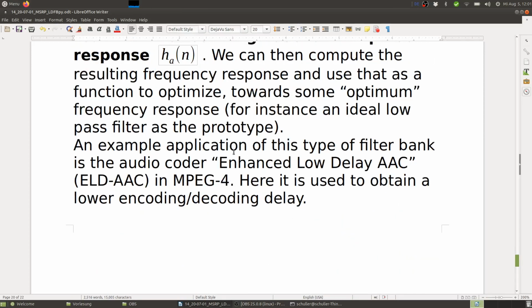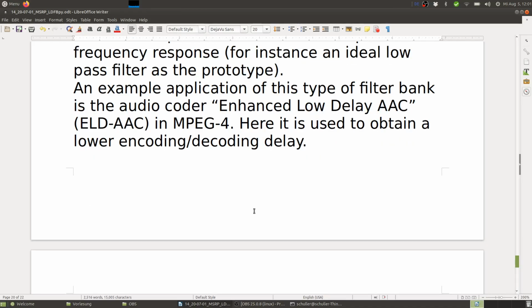So an example application of this type of filter bank is the audio coder Enhanced Low Delay AAC, or ELD AAC in MPEG-4. Here it is used to obtain a lower encoder decoding delay, and it's used indeed in telecommunications applications.